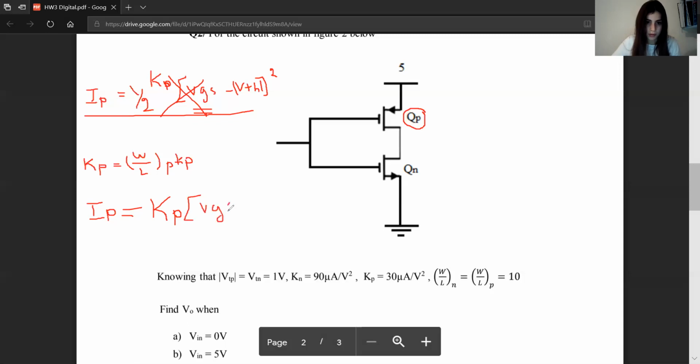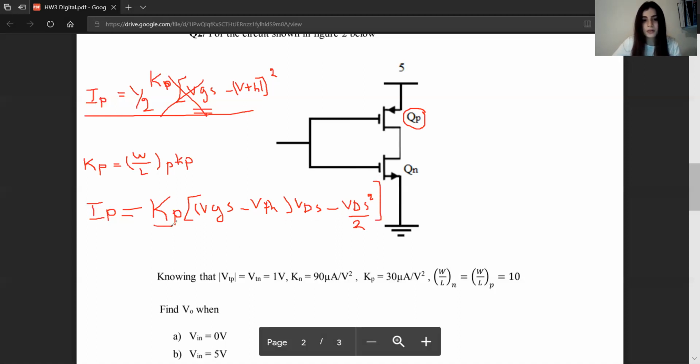V source minus V threshold, V drain source minus V drain source over 2, squared.